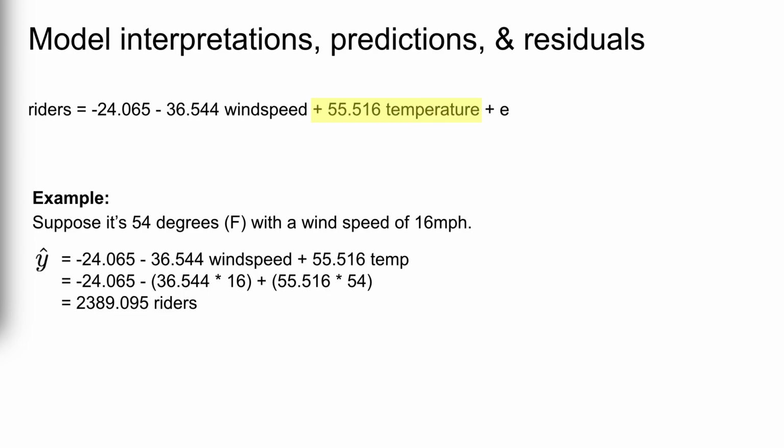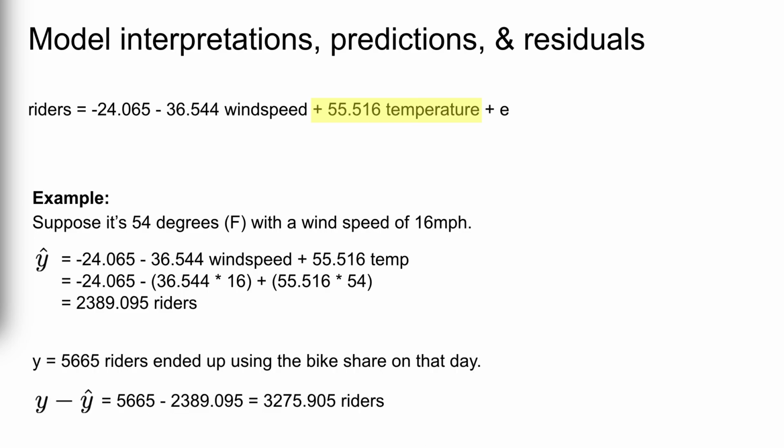In reality, suppose there end up being 5,665 riders on that day, far more than our model predicted. Thus, the prediction error or residual on this day, obtained by subtracting the prediction Y hat from the observed Y value, is roughly 3,276. That is, we observed nearly 3,300 more riders than what the model predicted.